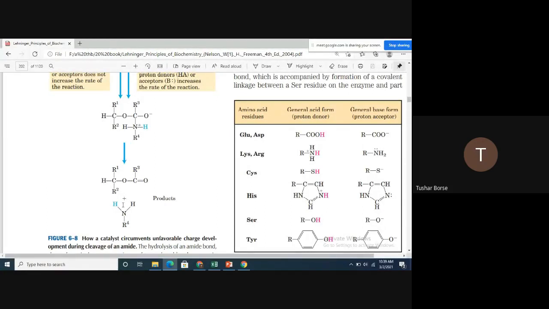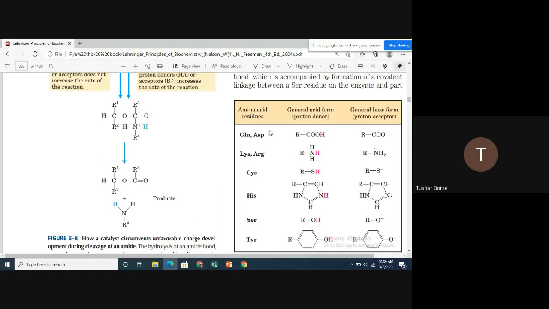Now water, we can understand. So either it could be in the form of H plus, but H plus never exists. So it is H3O plus. So either it may be in the form of H3O plus or it could be in the form of OH minus. So that is one of the entities which can help in this general acid base catalysis.